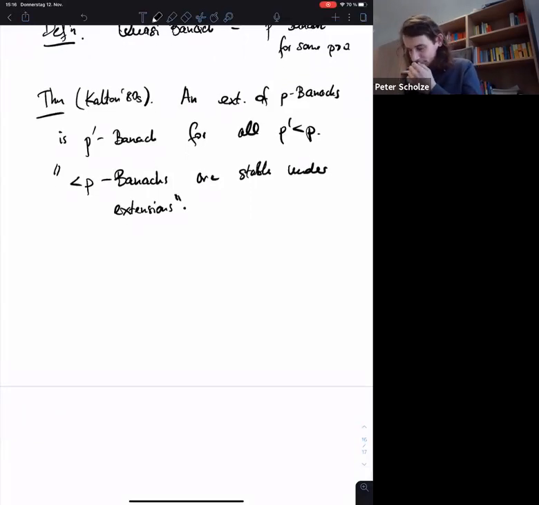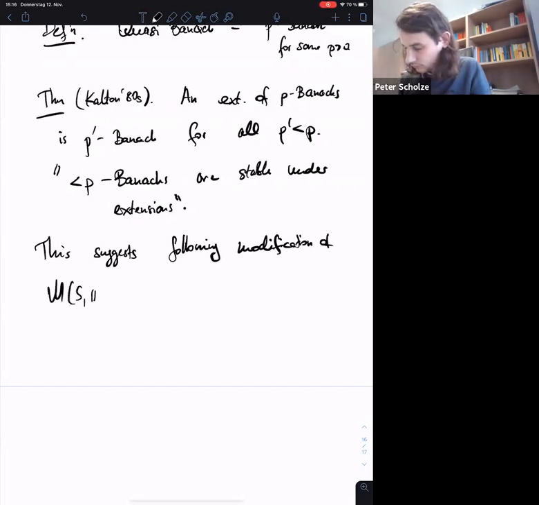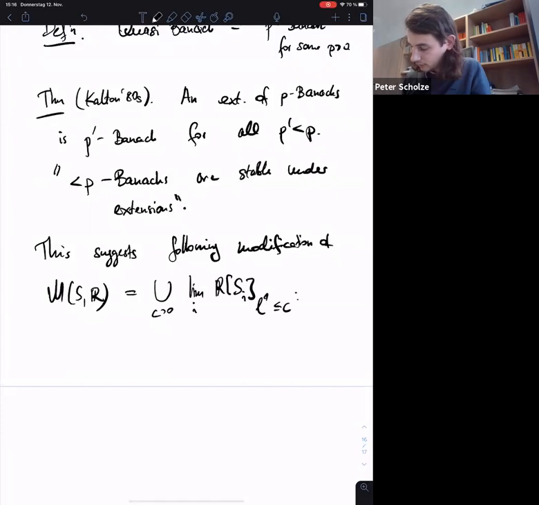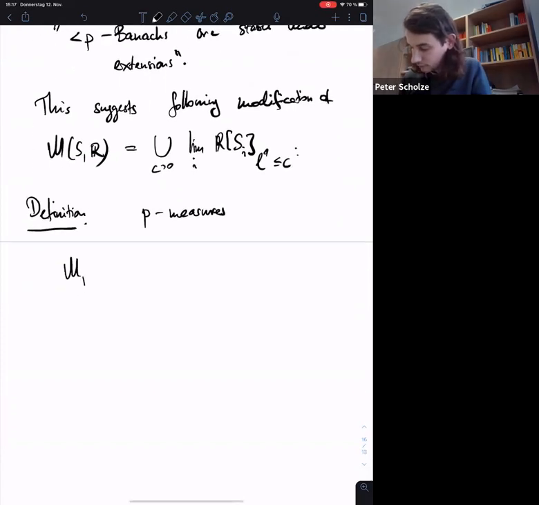Okay, and so this suggests the following modification of these spaces of measures that we considered previously. Recall that this was a union over all c greater than zero of this limit, where the l1 norm is less than or equal to c. So we can define the p-measures.